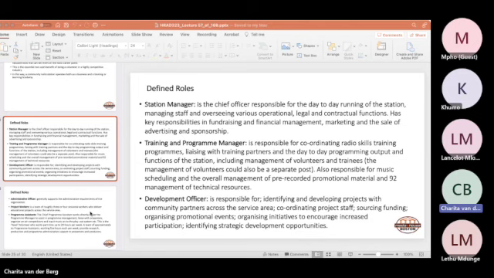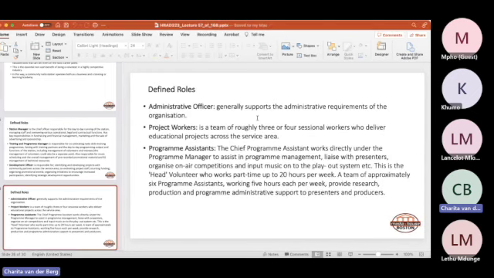Then you have your admin person who does all the admin, project workers who deliver essential projects like educational projects for however many sessions you need them for. And then you have your program assistant, which works directly under your program manager to assist your program manager, who also liaises with presenters, organizes on-air competitions and input.